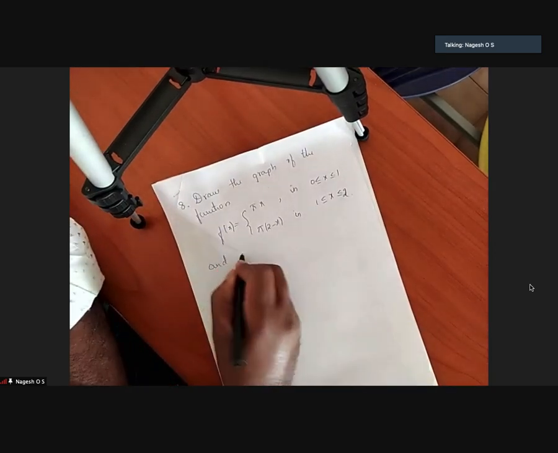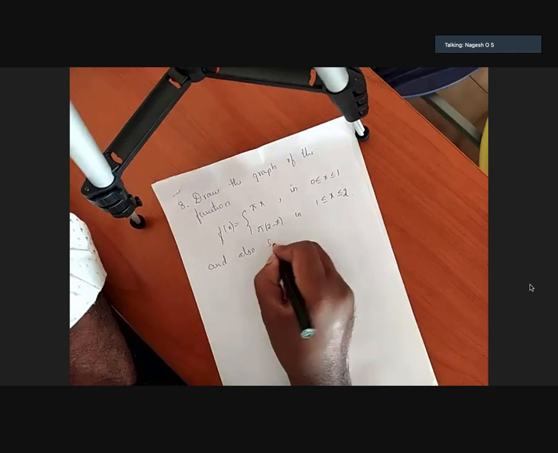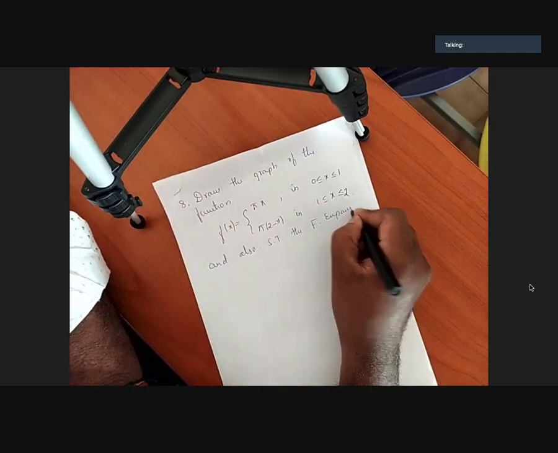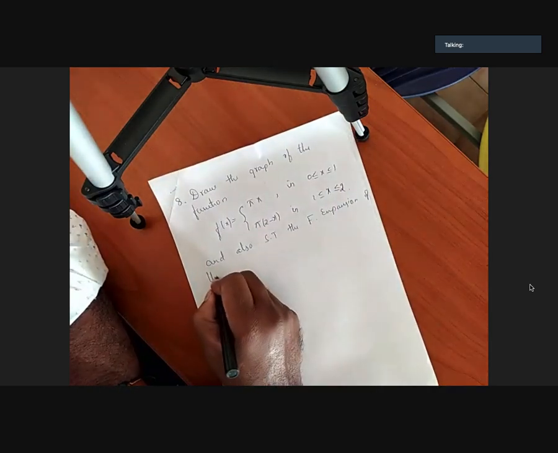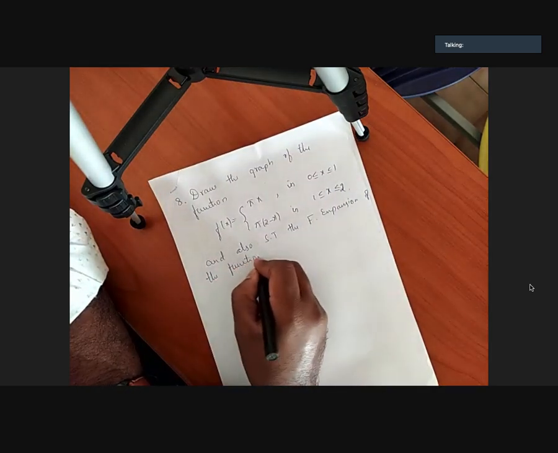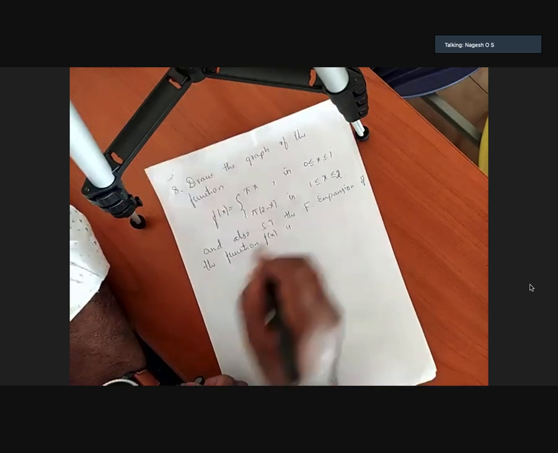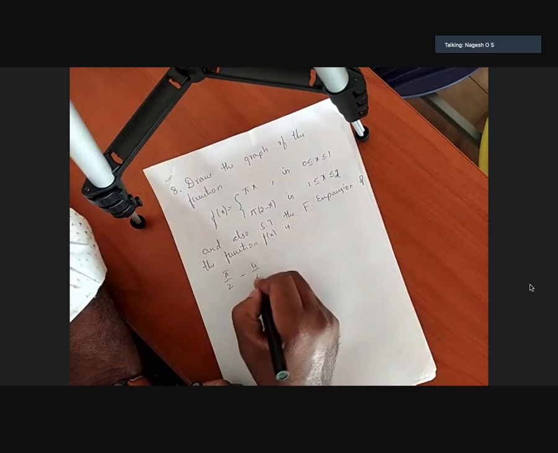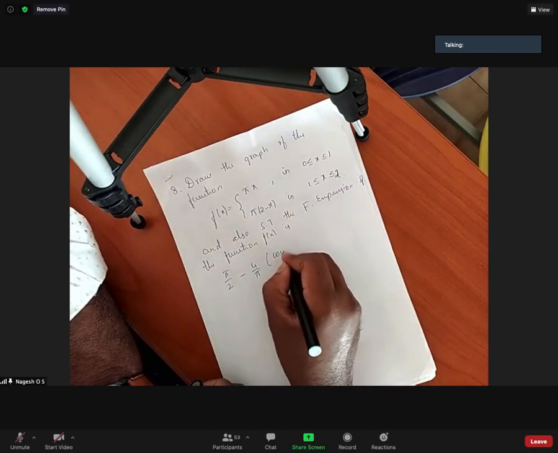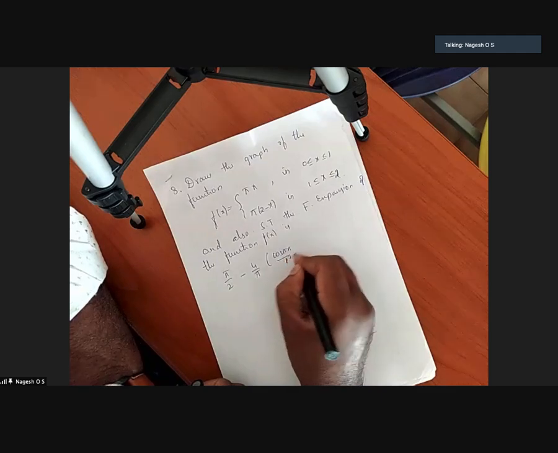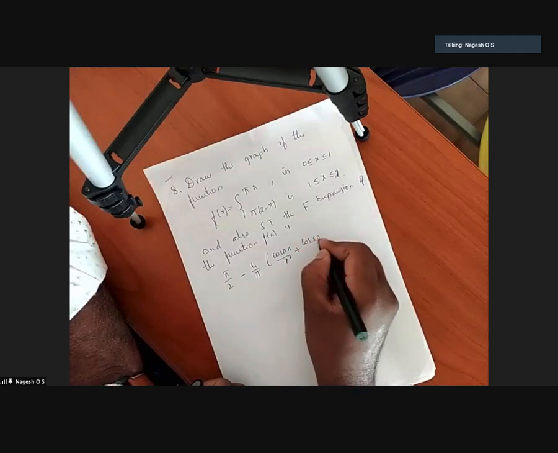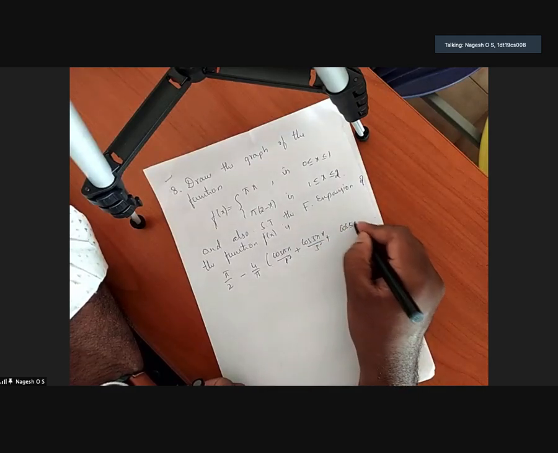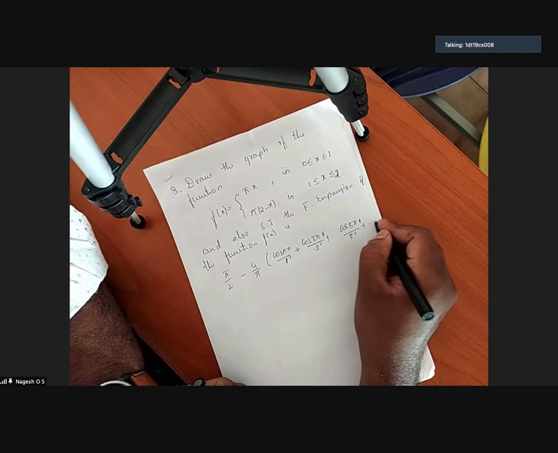Information is there, and also show that the Fourier expansion of the function f of x is pi by 2 minus 4 by pi into cos pi x by 1 square plus cos 3 pi x by 3 square plus cos 5 pi x by 5 square plus so on.